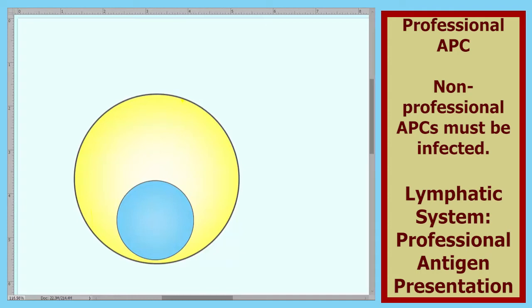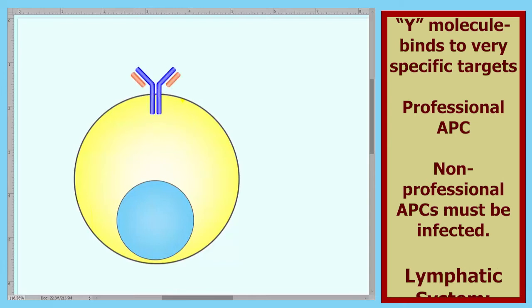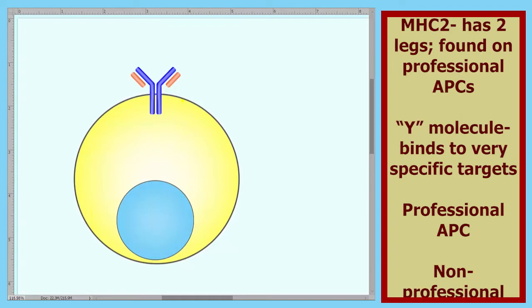Here we have a cell with its nucleus. On this cell, we have a very special molecule which binds very specifically to microbes. Traditionally, this molecule is represented with a Y shape. Our next element is a new type of MHC which has two legs rather than one. This new element is MHC2. Remember that the MHC1 has only one leg going through the membrane.